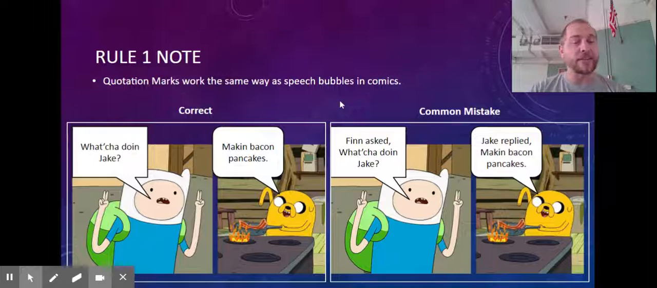Here's a mistake I often see students doing. They will write, "Finn asked, 'What you doing, Jake?'" And they'll put this whole thing in the quotation marks, the dialogue tag and the quotation. But that would be like the character is literally saying Finn asked, but Finn isn't saying that. And so you want to make sure that your dialogue tag is not in the quotation marks. Only what's actually coming out of the character's mouth goes into the quotation marks. And so if that helps you remember where to put those, I would recommend using that as a way to help you.